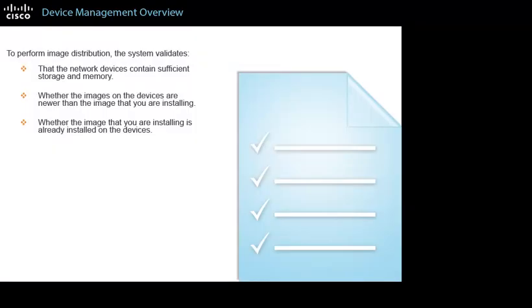To perform image distribution, the system validates that the network devices contain sufficient storage and memory, whether the images on the devices are newer than the image that you are installing, and whether the image that you are installing is already installed on the devices.